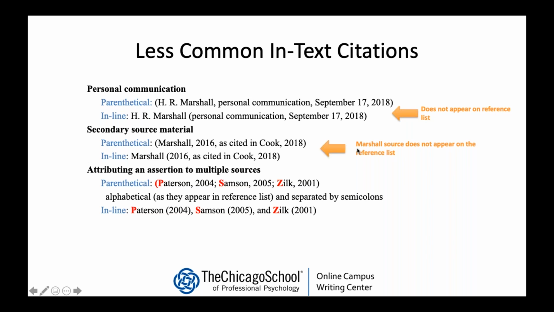And then attributing to multiple sources, if you bring those authors' names in line, you use the same pattern that we used for pulling one author or two authors or three authors in line, just all together with commas separating each one. So here you can see I've pulled Patterson, Sampson, and Zilk out of the parentheses, but I've left the years, and now I keep commas in between them to designate that they're different sources. This is uncommon. You probably won't use this very much, but if you do, you can see that the main change is keep the year always in parentheses, pull the authors' names in line, and change from semicolons in the parenthetical citation to commas in the list in line.